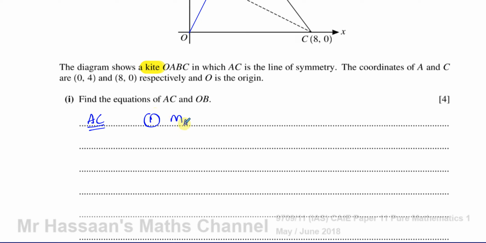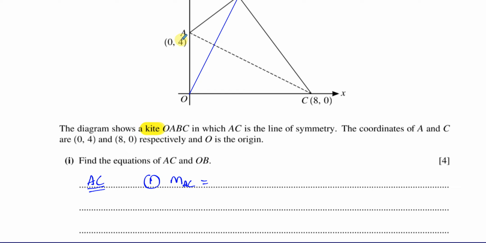Now the gradient of the line AC is going to be given by the change in y over the change in x. So the change in y is going to be 4 minus 0, it doesn't matter which one you start with, over the change in x, 0 minus 8. If I start with this coordinate for the y, I must start with the same one for the x. But it must be change in y over change in x, y1 minus y2 over x1 minus x2. You can call it y2 minus y1 over x2 minus x1 if you want, no problem.